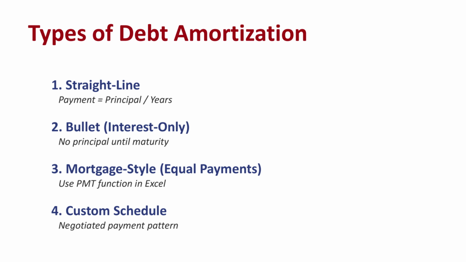Depending on the loan agreement, you might model straight-line amortization, interest-only bullet payments, or even mortgage-style equal payments. Each has a different impact on your cash flow.